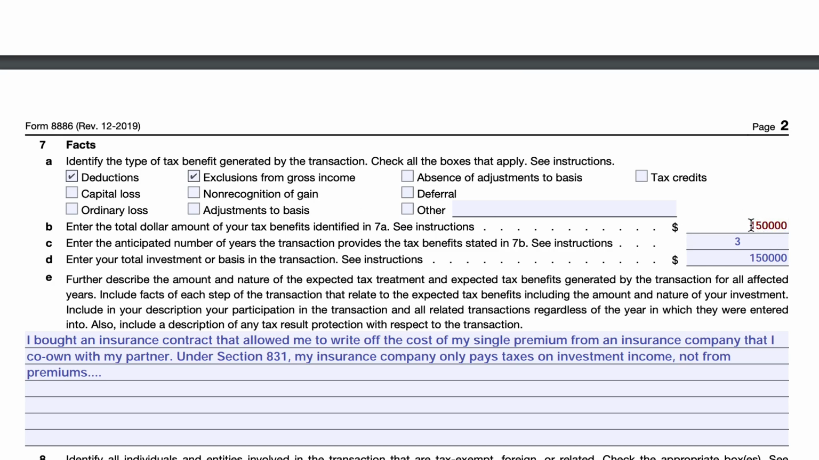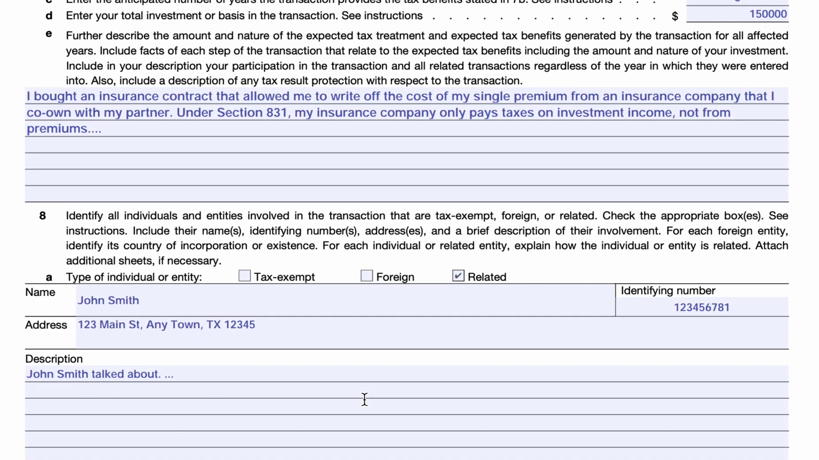So the tax benefit, well, if I paid $150,000, I'm probably getting $50,000 of benefit out of it. The anticipated number of years, well, let's just say that is over a 3-year period. And then I'll put my total investment or basis in the transaction. And then in E, this is the narrative that you're putting in. So I bought an insurance contract that allowed me to do blah, blah, blah. And again, we won't go into too much detail on this one particular item because the facts of every case are going to be very different.